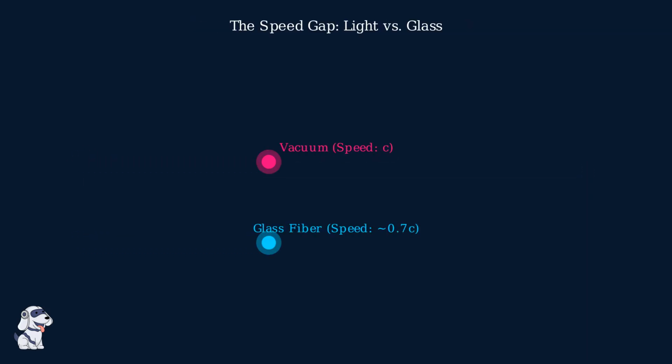Light travels at the universal constant, c, when moving through a vacuum. However, when light enters glass fiber, the density of the material slows it down significantly. In traditional glass fiber, light is impeded by the medium, traveling about 30% slower than in a vacuum. This physical limitation creates the speed gap between pure transmission and real-world infrastructure.